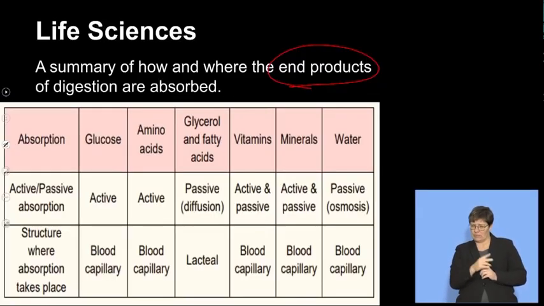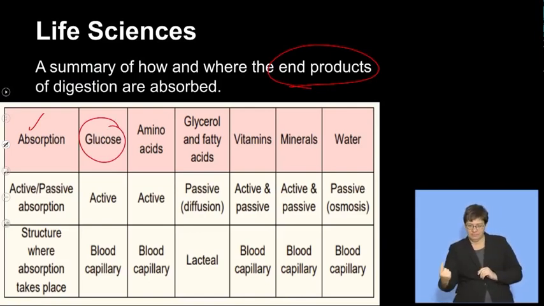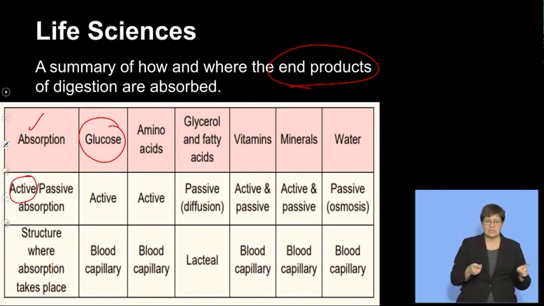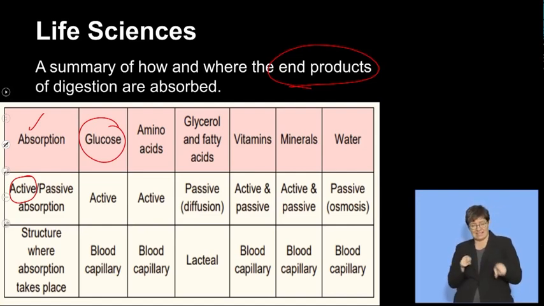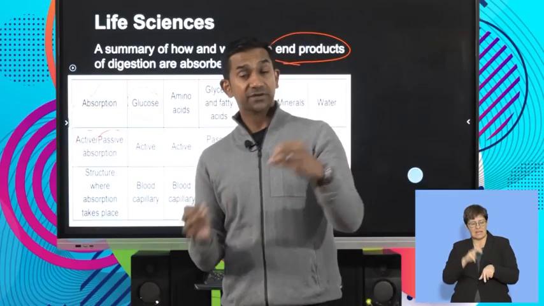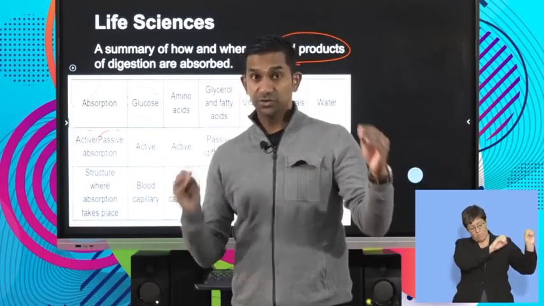Right, so when we look at absorption, we can look at each of the monomers and where they are absorbed and whether the process is requiring energy or not. So when the absorption requires energy, we say that it is an active process. When it is purely based on a difference in the concentration gradients between the nutrients in the small intestine and in the blood vessel, then we say that it is a passive process. Active process requires energy. Passive process requires a diffusion gradient between concentrations in two different areas.